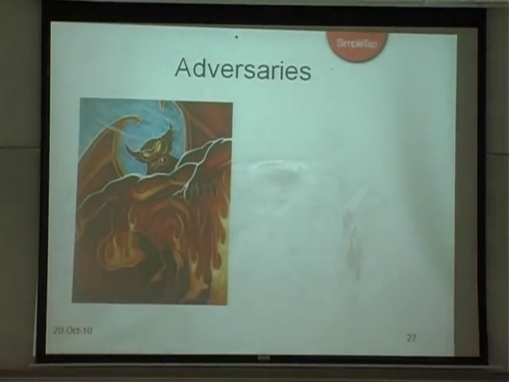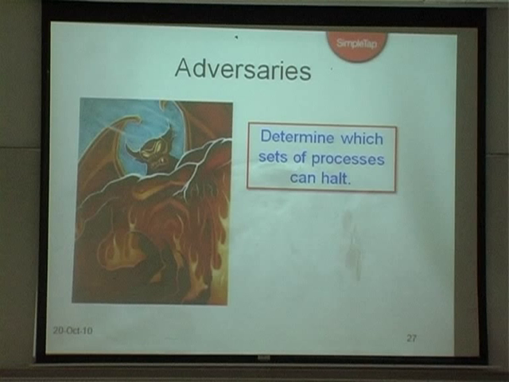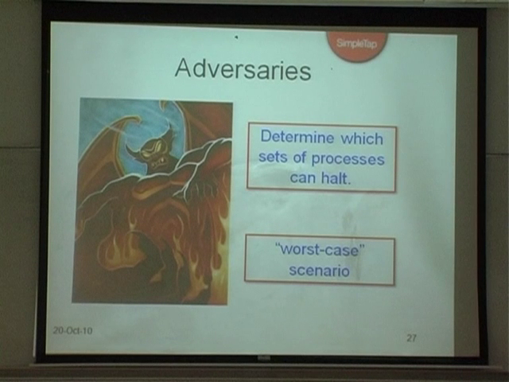The way to deal with this is we're going to use the notion of an adversary. You think of an adversary as someone who knows your algorithm and is trying to make it either fail or run for a long time. And it controls who can crash and who doesn't crash, subject to restrictions. So an adversary determines which sets of processes can halt. You can think of this as saying, if I design my algorithm, what's the worst case scenario? It's a kind of a game between you and the adversary. This is just a convenient way to think about things, but we need to be able to discuss arbitrary adversaries if we want to really be useful.